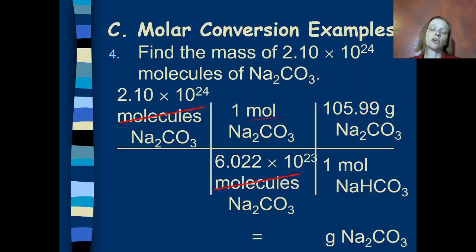Now, in order to convert to grams, I need to know the molar mass of sodium carbonate. But the molar mass of sodium carbonate is just going to be calculated from doing 2 atoms of sodium, and each of those is 22.99 grams per mole. And then I'm going to add in my 1 carbon, which has a molar mass of 12.01. And then I'm going to add in my 3 oxygens, each of which has a mass of 16 grams per mole. So when I add those all together, that's where the number 105.99 comes from.